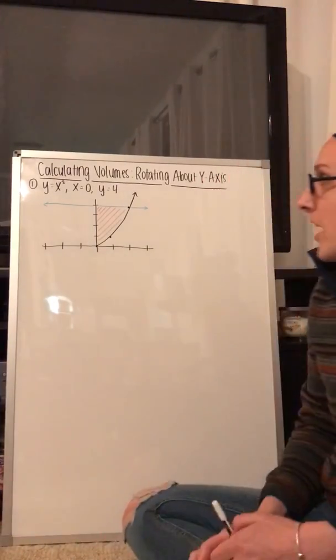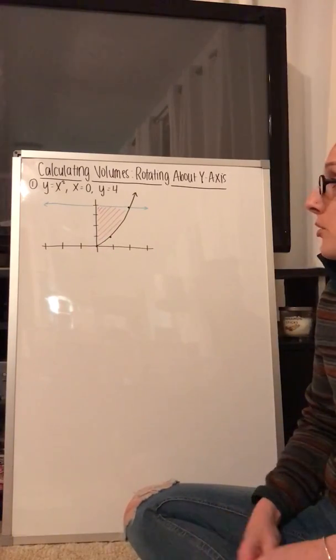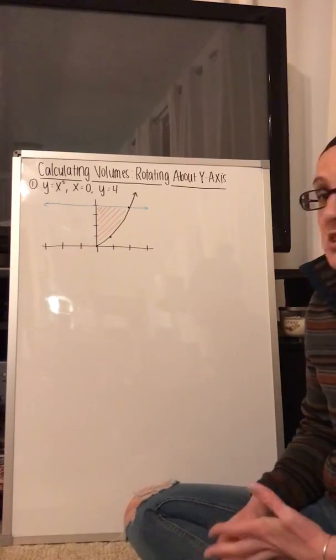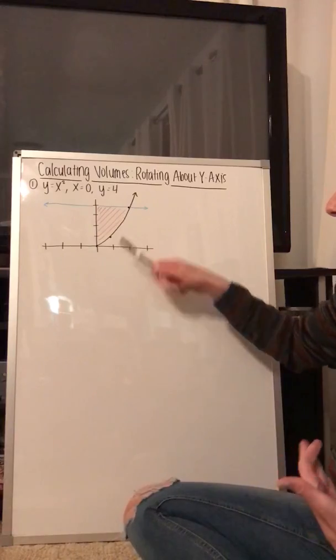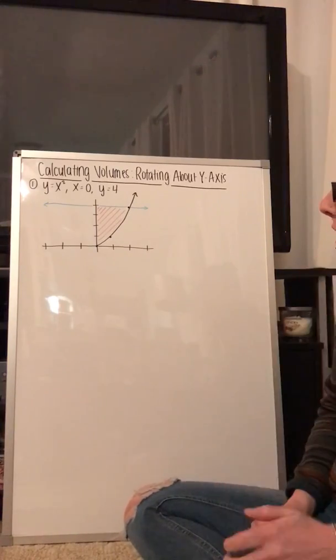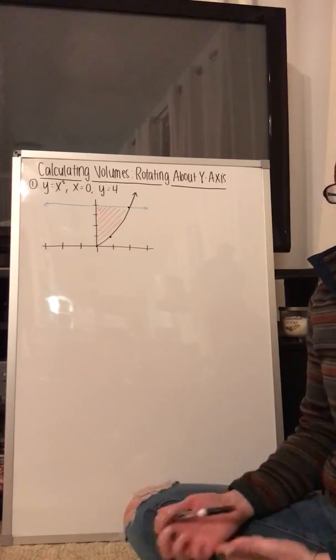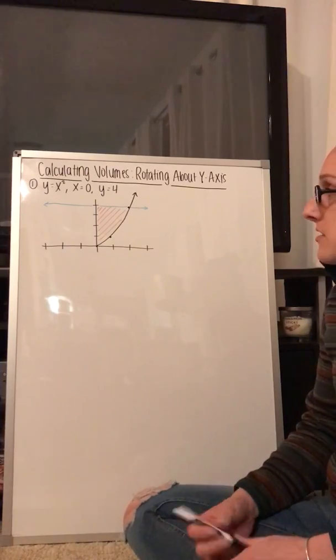So we're going to start with an example. We want to calculate the volume of the region enclosed by y is equal to x squared, x is equal to 0, and y is equal to 4. I sketched what that would look like up here on my board. And I want to know what is its volume when we're rotating it about the y-axis.